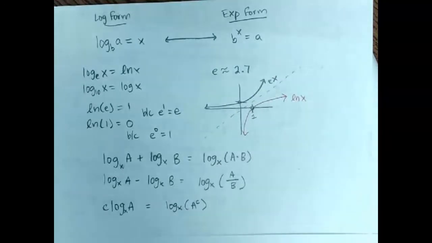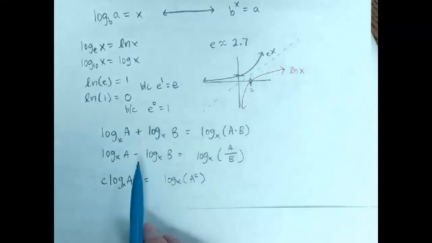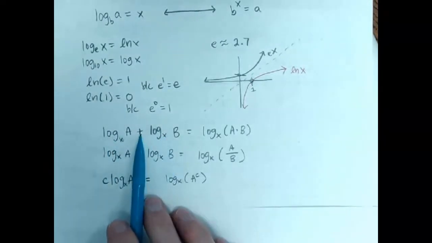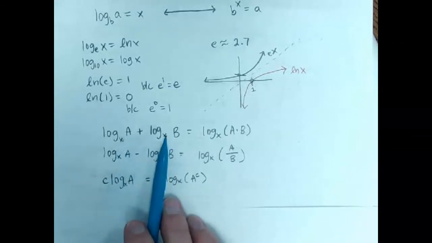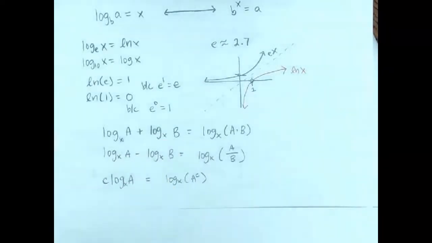Okay, and then you have some log properties down here at the bottom. These are expanding and contracting logs. If you have multiple logs and they're being added, now it's important, you need the bases to be the same. If this was a log base 7 and that was a log base 8, you wouldn't be able to use this property. This is all assuming that the bases are the same.